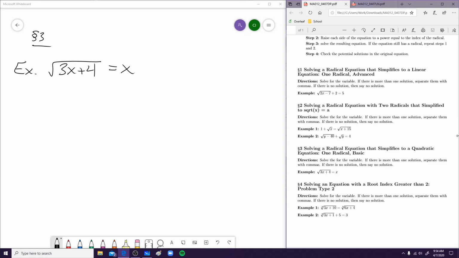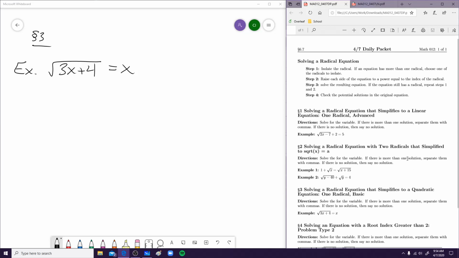So for section 3, we still are solving radical equations. So we're still going to use the steps for solving a radical equation. Right? But the example that we're doing this time is the square root of 3x plus 4 equal to x. So every time we see a square root, our thought should always be isolate. So lucky for us, this is already isolated.